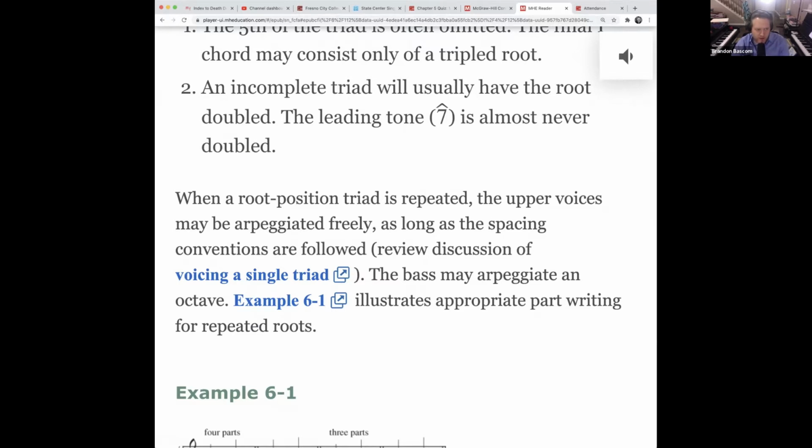Number 2, an incomplete triad will usually have the root doubled. The leading tone, scale degree 7, is almost never doubled, same as before. So we're going to see part writing examples with 3 parts, and we're going to see part writing examples with 4 parts. Are we all right so far?